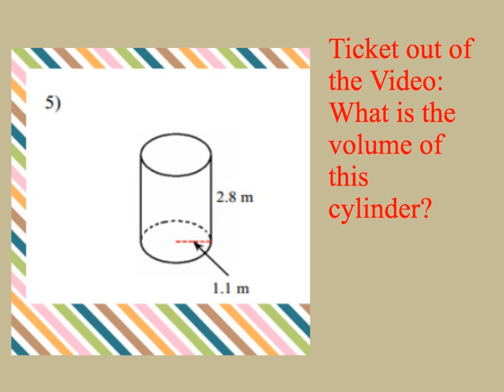Alright, so this is your ticket out of the video. You've got to figure out what the volume of the cylinder is. So don't forget, volume is always big B, little h. Big B stands for volume of the base. H stands for height of the cylinder.